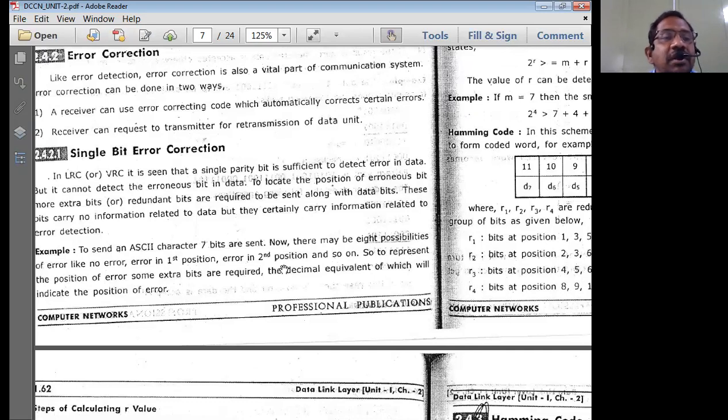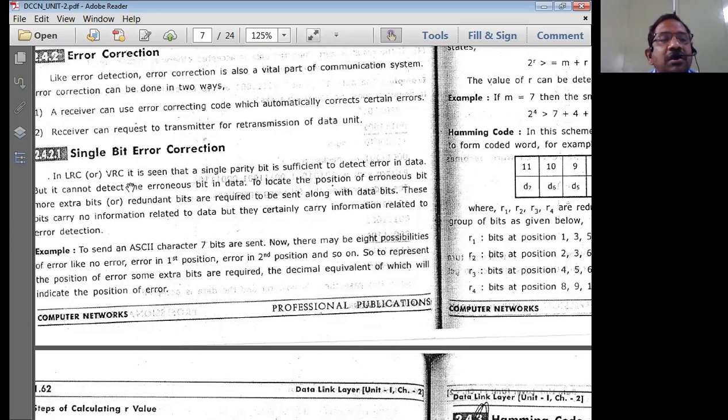We have seen already the LRC and VRC codes. What is the technique used in that? We used parity bit checking. In both VRC and LRC, we used even parity or odd parity conditions, and both transmitter and receiver should accept the appropriate parity conditions. Thereby, effective communication happens between transmitter and receiver.